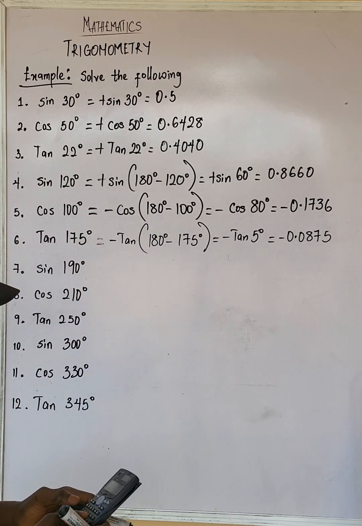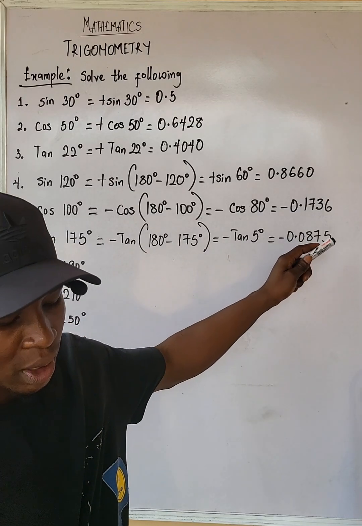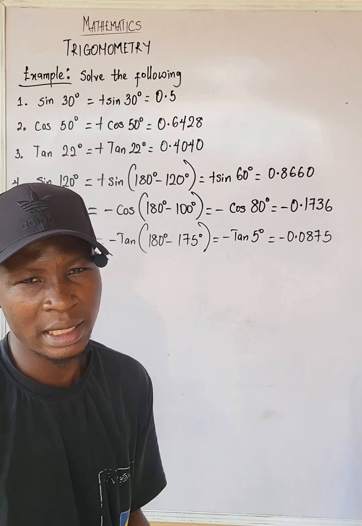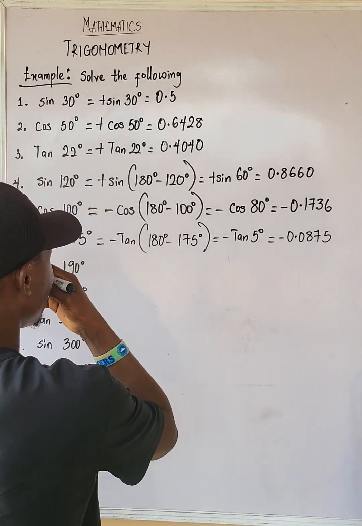Now let's check. To check, press tan 175 degrees direct. You see that it will give us minus 0.0875. So we're approximating it to 4 decimal points, after the fourth decimal digit.